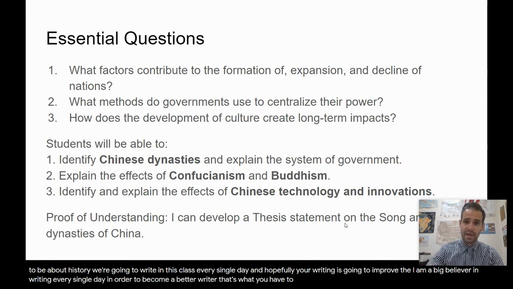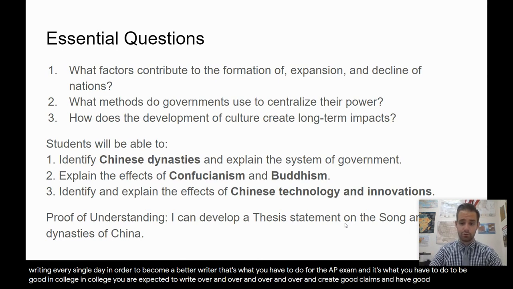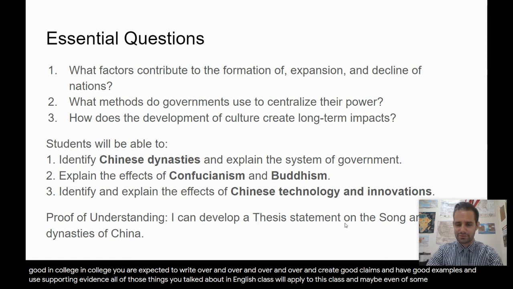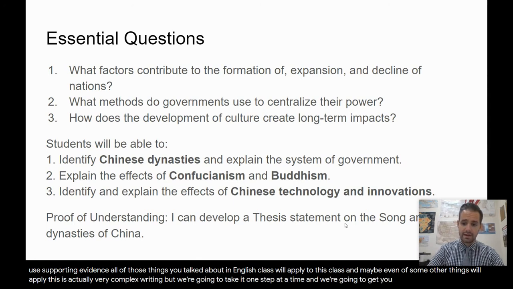That's what you have to do for the AP exam, and that's what you have to do to be good in college. In college, you are expected to write over and over again, create good claims, have good examples, and use supporting evidence. All of those things you talked about in English class will apply to this class, and maybe even some other things will apply. This is actually very complex writing, but we're going to take it one step at a time, and we're going to get you to that AP college level writing.